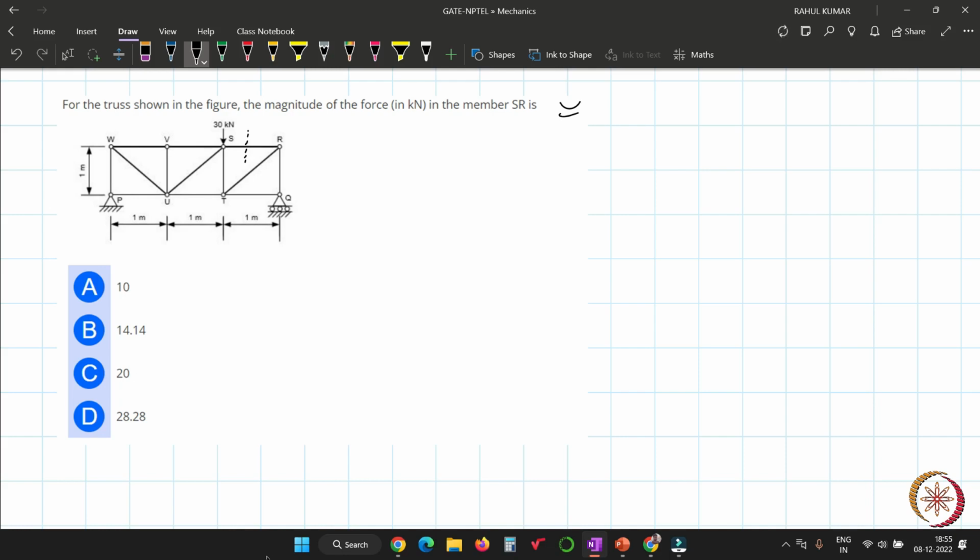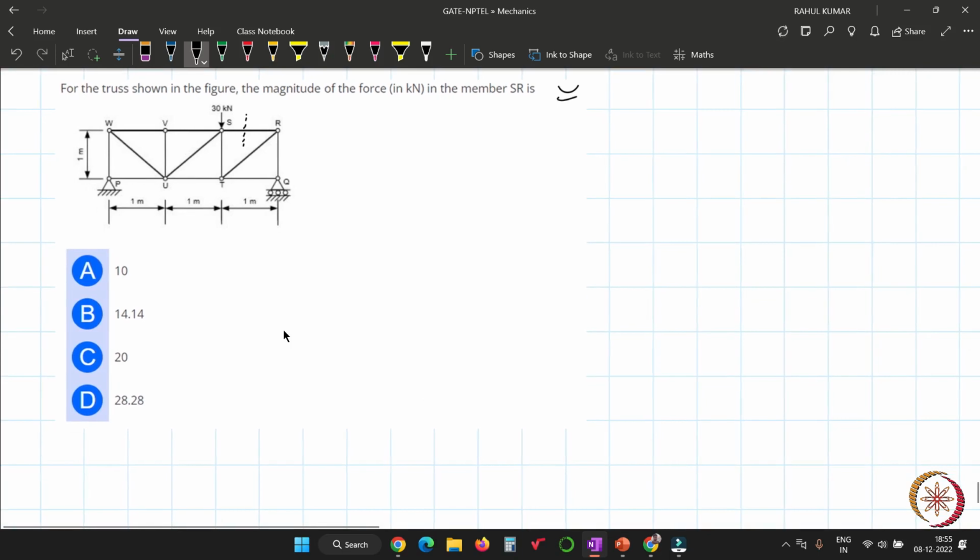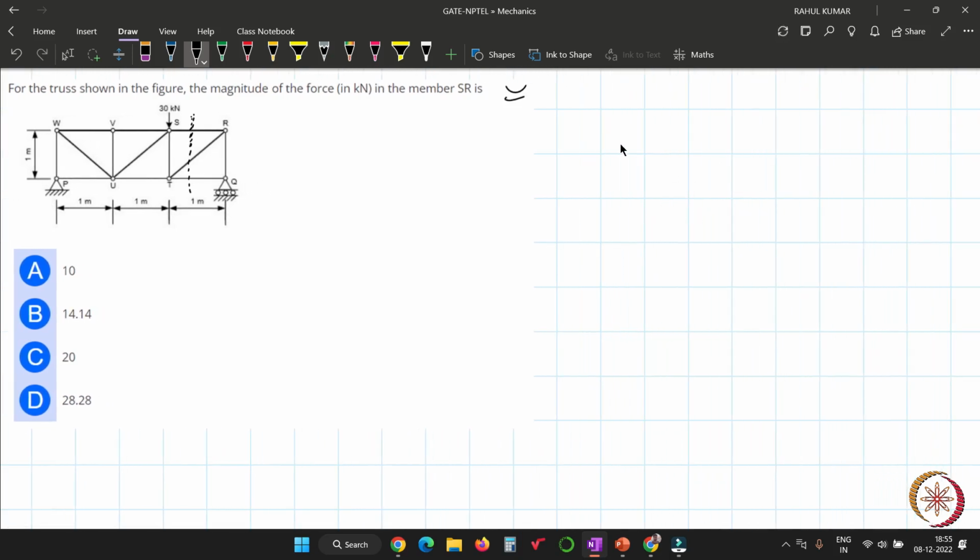the SR member. I have already told you that you have to cut the section such that you cross only three members. So let's cut this. If you cut this, then you will have a force FSR, a force FRT, and another force FTQ. The image is not so clear, so let's draw a bigger one.